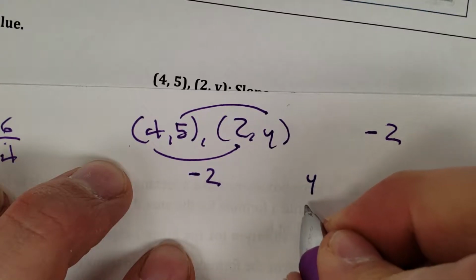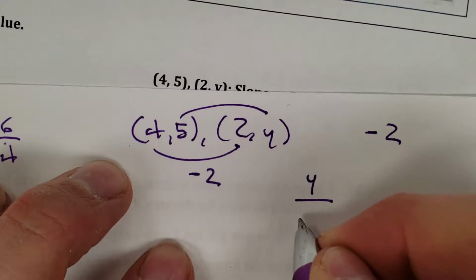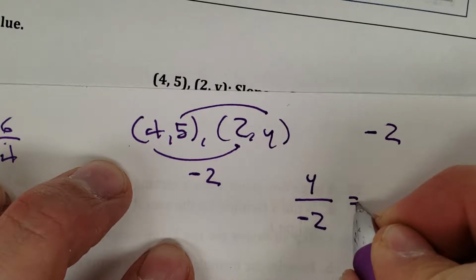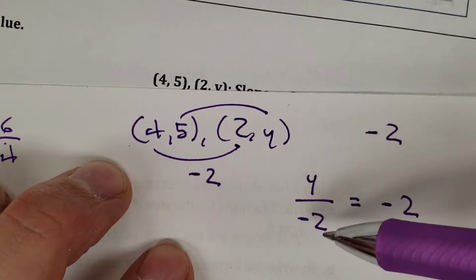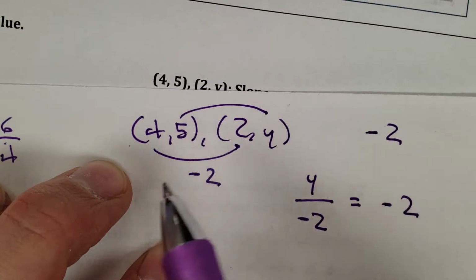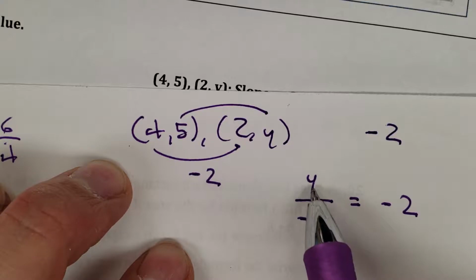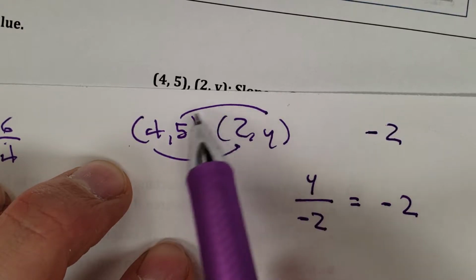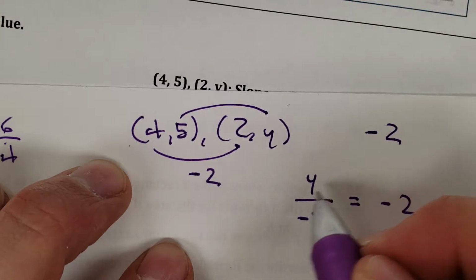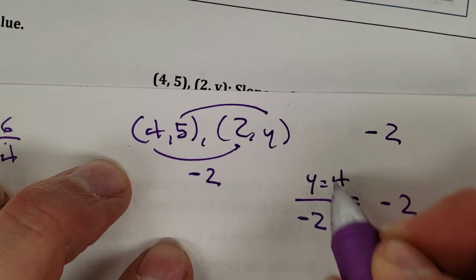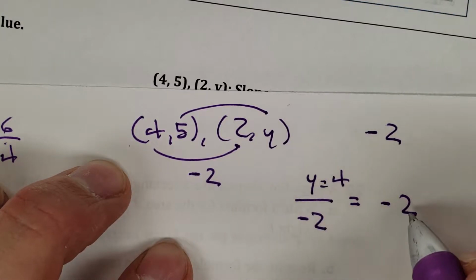The change in y over the change in x has to equal -2. That's what slope is. We already have the change of x, which is -2. Now, what do we need here to get to a -2? What number divided by -2 is going to give us a -2? If you were to guess and check, I'm pretty sure the answer is 4. 4 divided by -2 is -2.